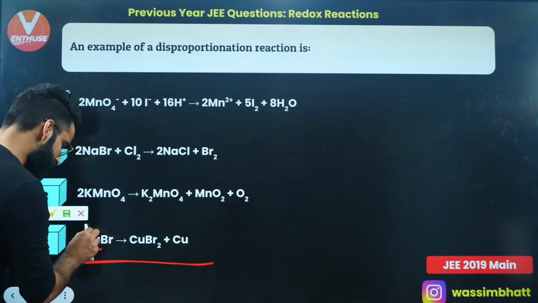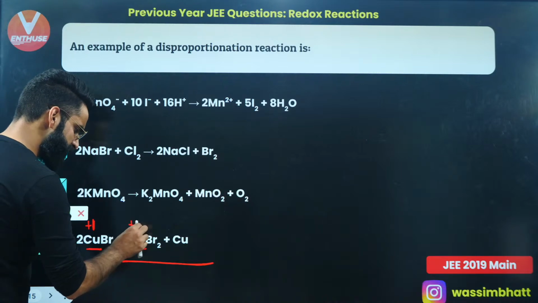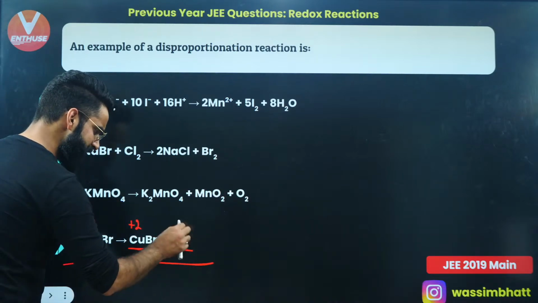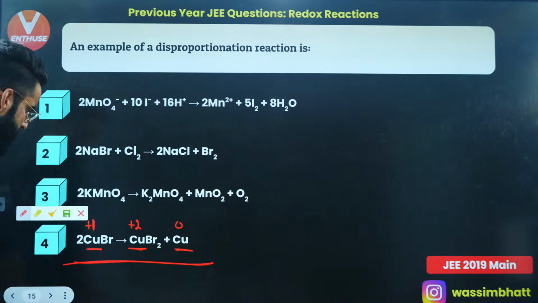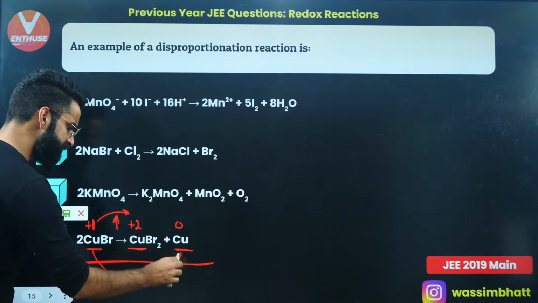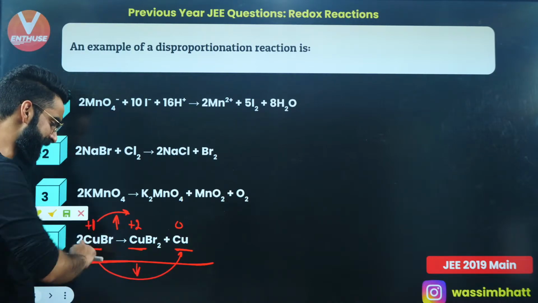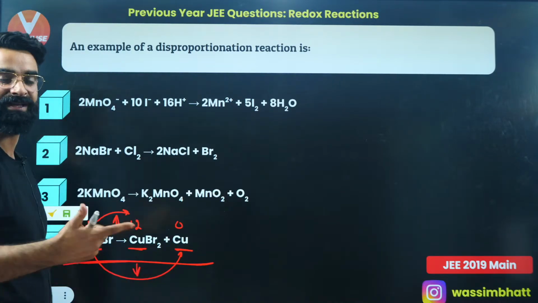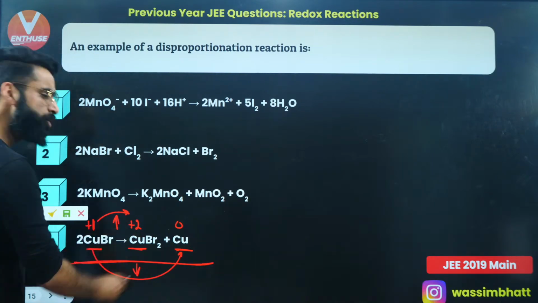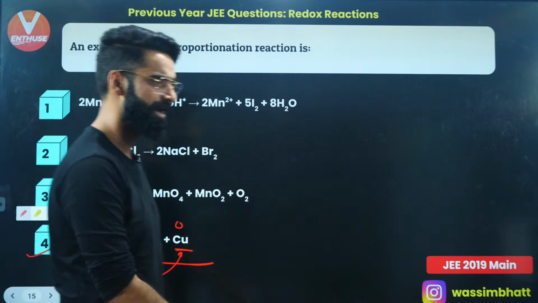copper over here is present in +1 oxidation state. Copper right here is present in +2 oxidation state. Copper right here, its oxidation state is 0. +1 to +2 is an increase in the oxidation state. +1 to 0 is a decrease in the oxidation state. The oxidation state of the same element is increasing as well as decreasing simultaneously. So I'll say the CuBr undergoes disproportionation. So it is the example of a disproportionation reaction. As simple as that.